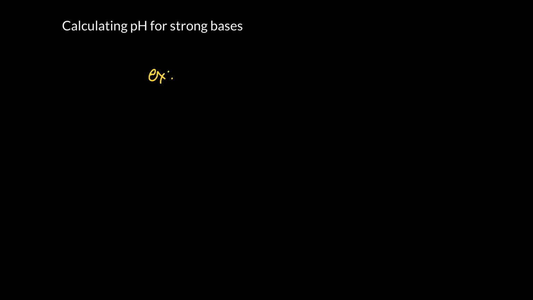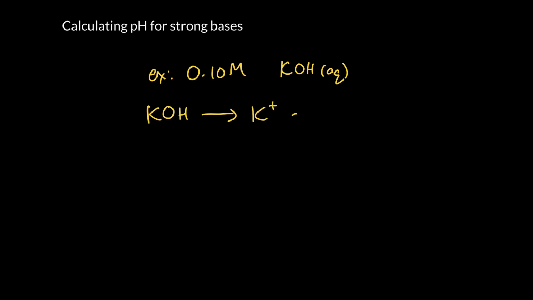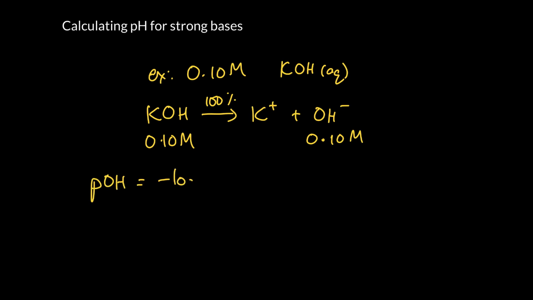For example, what is the pH of 0.1 molar potassium hydroxide in room temperature water? So we can go ahead and write down the equation because it is a strong base. It completely dissociates. We can see that if we had 0.1 moles in a liter of potassium hydroxide and it undergoes 100% dissociation, then we will have 0.1 moles per liter of hydroxide ion. And we can do this a number of different ways. The easiest way is to calculate the pOH. The pOH is the negative log of the hydroxide concentration. So that is the negative log of 0.1.